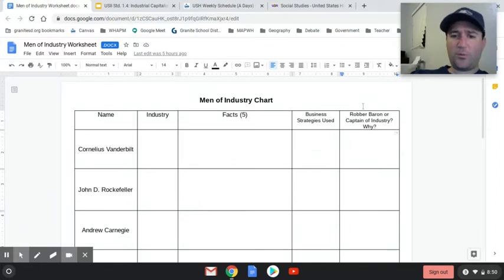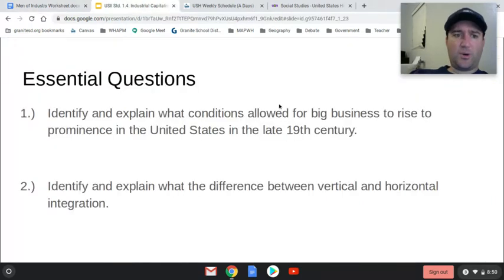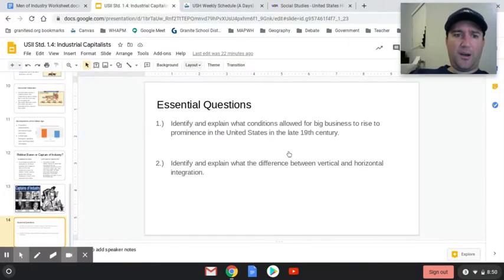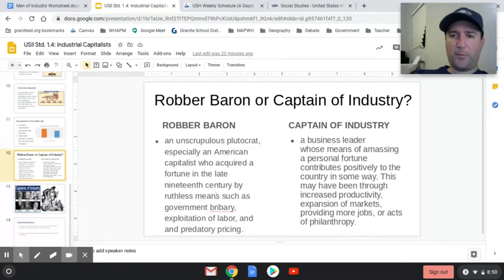And then the last one would be: is he a robber baron or a captain of industry? Going back to our definitions here, do you view him more as a robber baron, someone who's ruthless and unethical and mistreated his workers or something along those lines? Or was he a captain of industry who may have done some of these things, but overall helped contribute positively to the growth of the United States and contributed positively to society at the time as well?